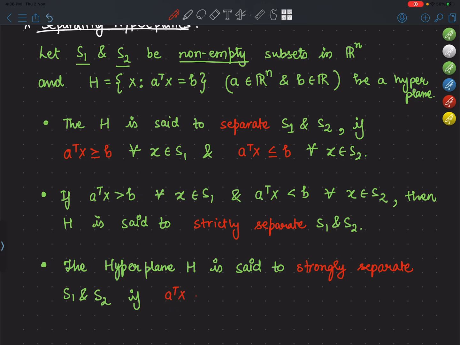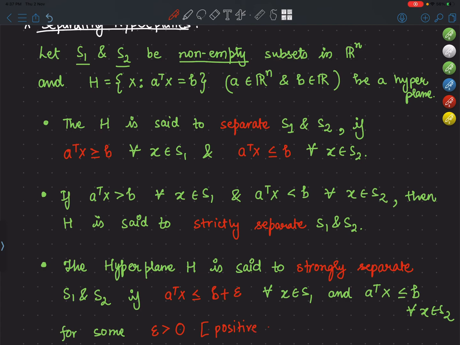A transpose X is less than or equal to B plus some epsilon for all X belonging to S1, and A transpose X is greater than or equal to B for all X belonging to S2, for some epsilon greater than 0, basically a positive scalar. Okay, so this is what strong separation means.